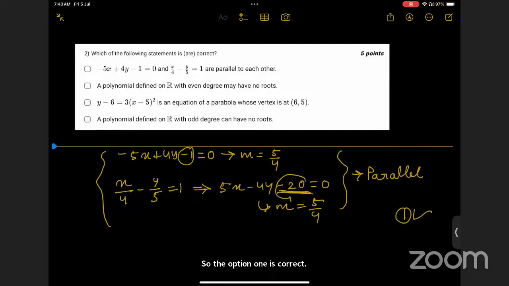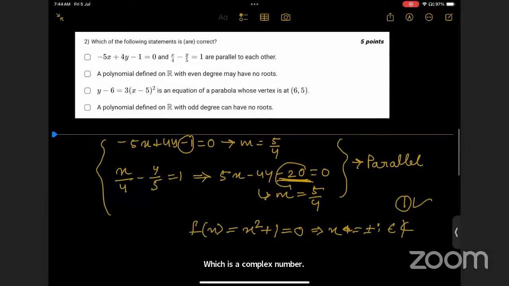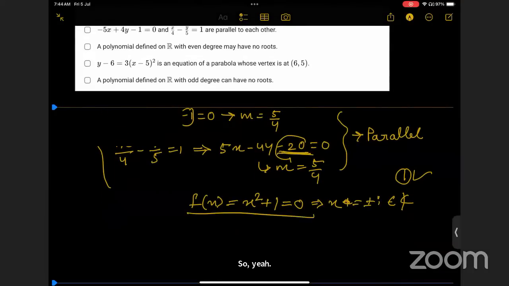Now what the second option says is, a polynomial defined on R with even degree may have no roots. So we can find an example for it, right? If we take f x equals x squared plus 1, then is there any real root of this equation? No, ma'am. So if we equate this to 0, then you will find x equals plus minus i, which is a complex number. So this is not possible. So there are some examples. So option 2 is also correct.